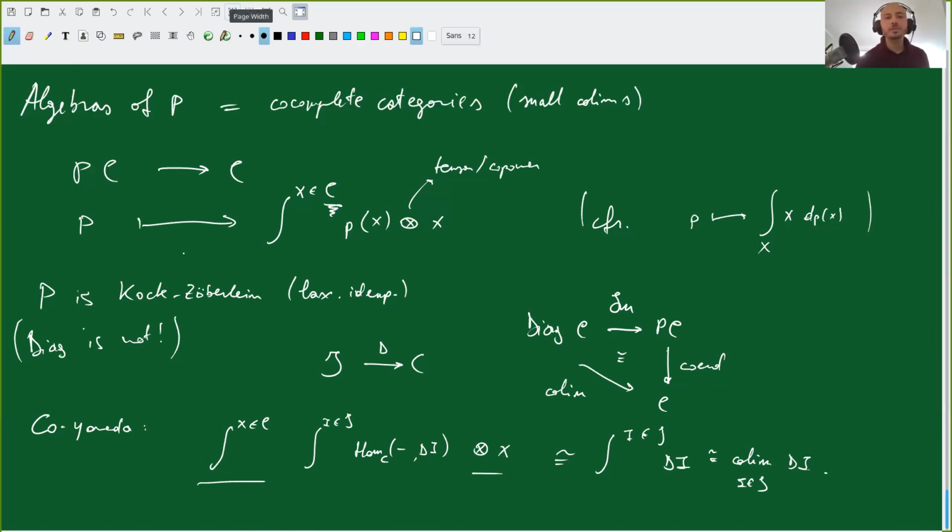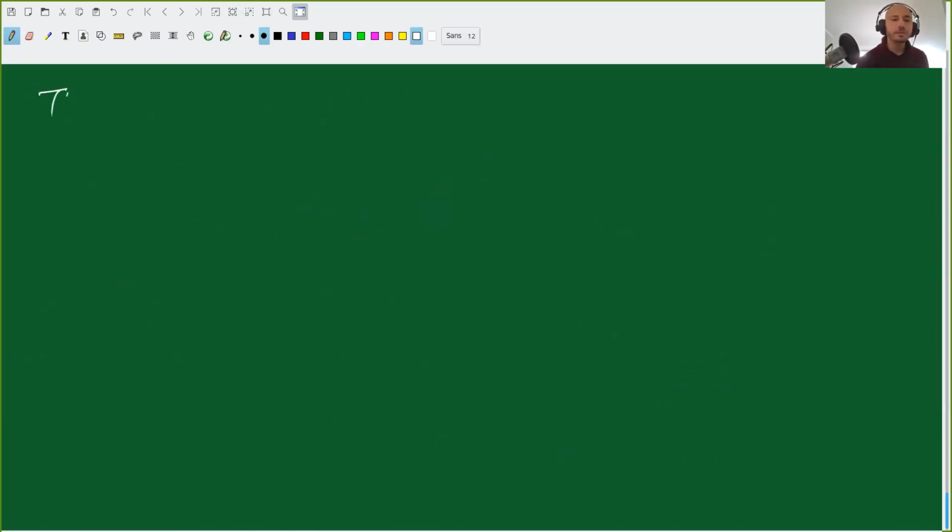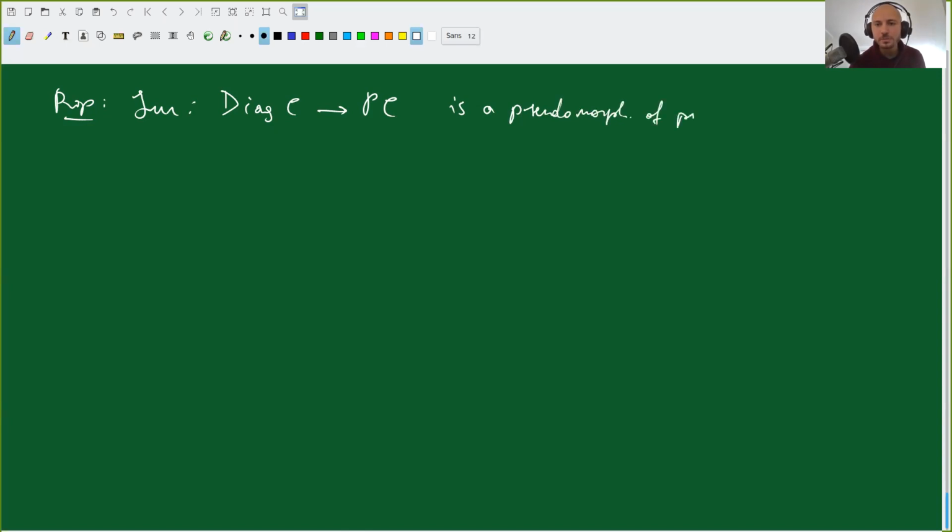And the fact that algebras are algebras is part of another statement that says, I mean, not theorem, right? Proposition. The image is a morphism of monads. I mean, is a pseudomorphism of pseudomonads. And you probably know that if you have a morphism of monads, then you also have a pullback of algebras. So the algebras of P become algebras of Diag canonically.